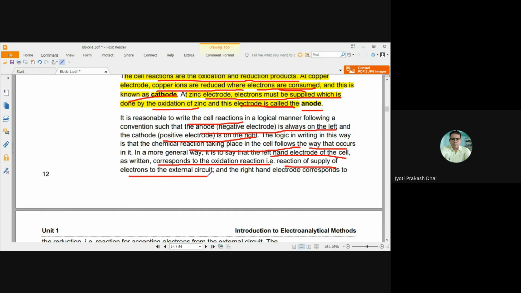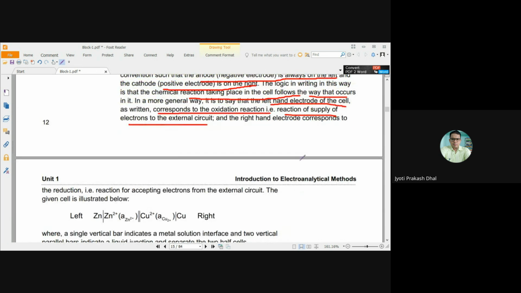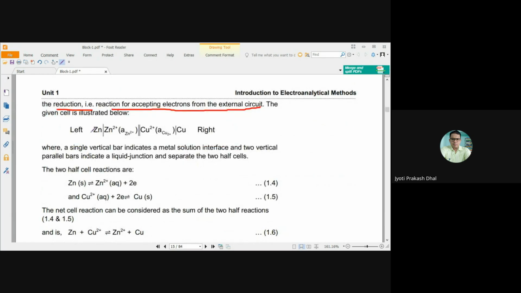As the oxidation reaction takes place on the left hand side electrode, electrons will be supplied from that electrode to the external circuit. Similarly, the right hand side electrode corresponds to the reduction reaction, that is, the reaction of accepting electrons from the external circuit. Here that can be mentioned like this: the left hand side electrode where the Zn is converted into Zn2+.